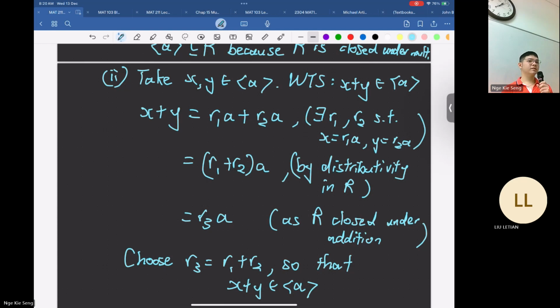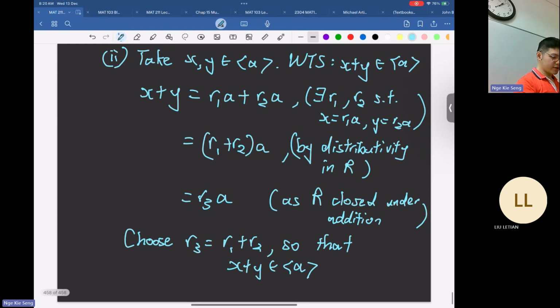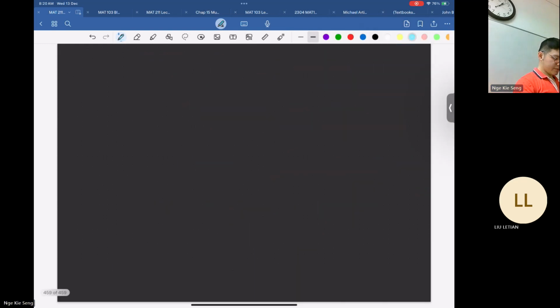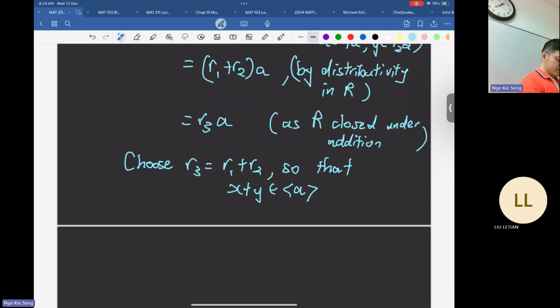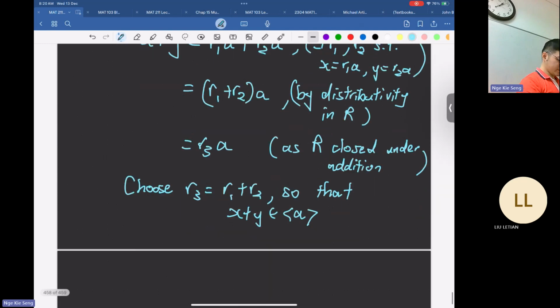Does it make sense? Question? If you're confused, please ask, because there's nothing special here. Don't be shy. Can you follow? Okay, so it is closed under addition. How about closed under multiplication?